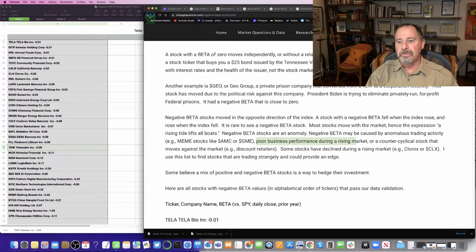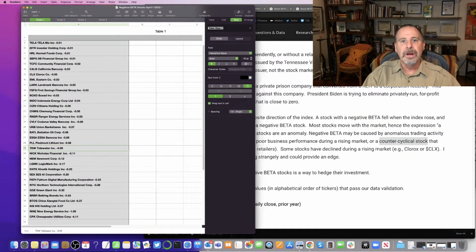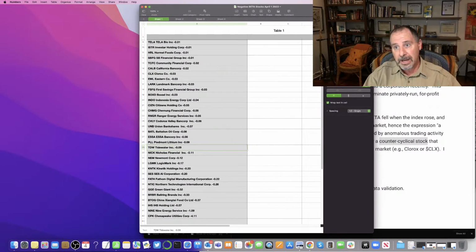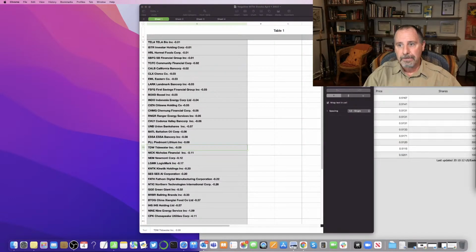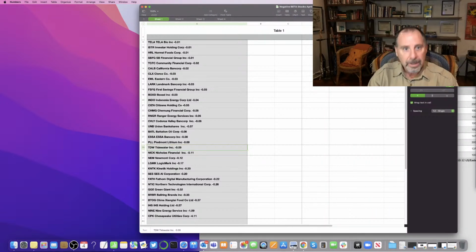It could be poor business performance during a rising market, or exceptionally good business performance during a declining market, or it's a counter-cyclical stock. So this is what you're counting on. If you want to find a stock with negative beta that is truly counter-cyclical, that's the way to hedge. So let's get in there and let's find you a few that you might want to trade or you might be excited about. I'm going to get everything out of the way and I'm going to show it to you. Let's make this list huge for you.